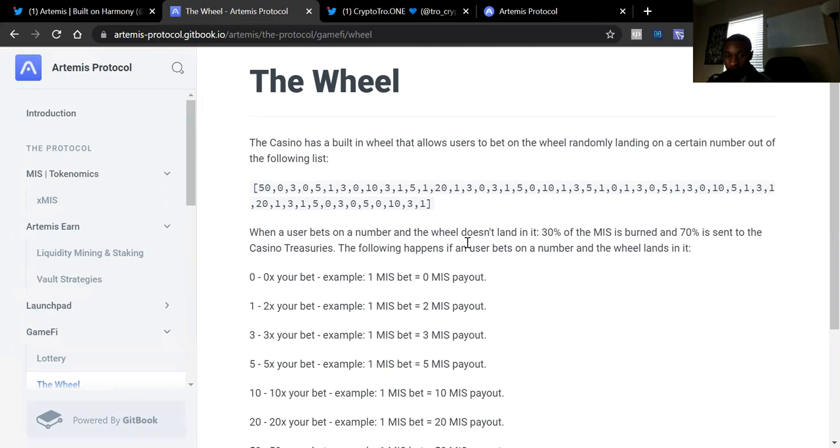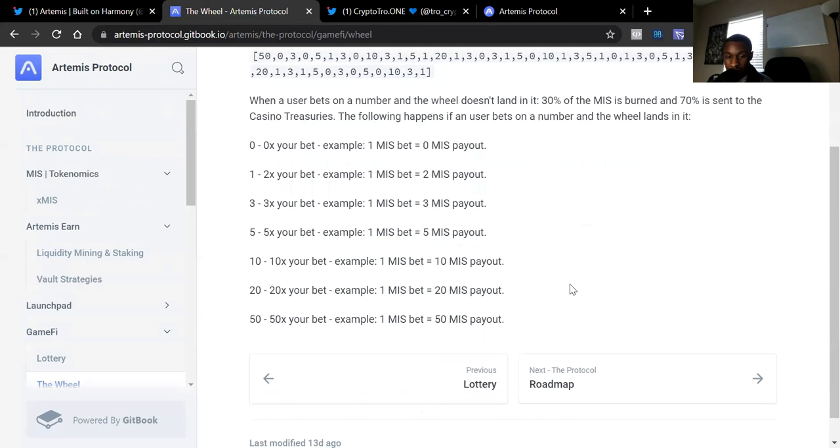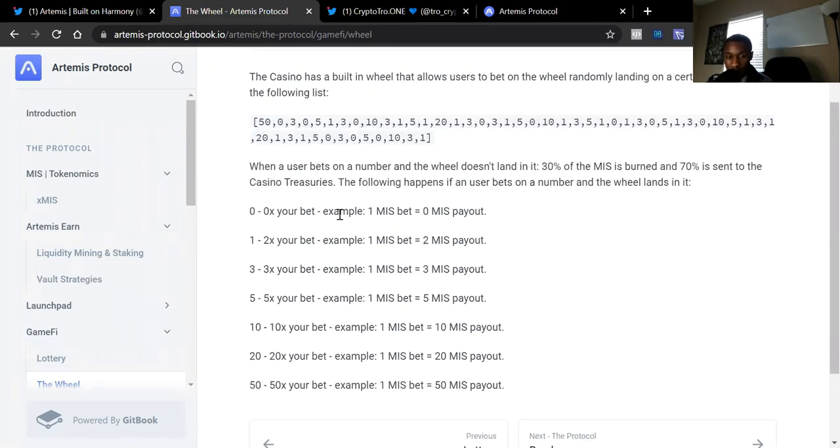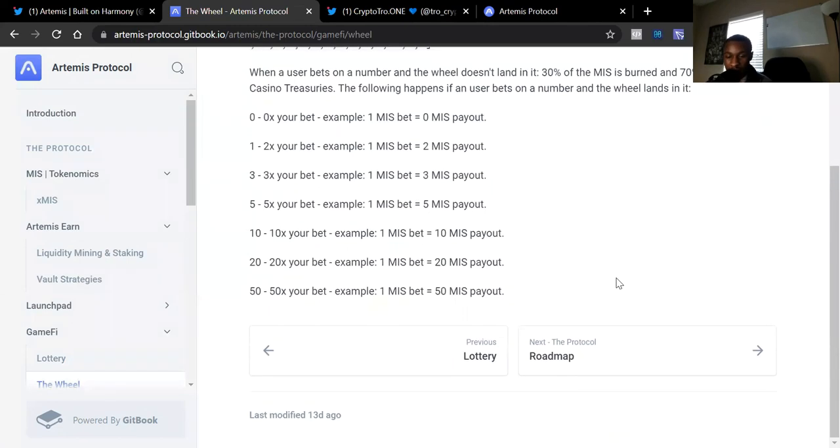When a user bets on a number and the wheel doesn't land on it, 30% of the MIS is burned and 70% is sent to casino treasuries. The following happens if a user bets on a number and the wheel lands on it. Zero times your bet: one MIS bet equals zero MIS payout. Two times your bet: one MIS bet equals two MIS payout. Three times, and it goes up, then 5, 10, 20, 50. So that's pretty much how the casino works.